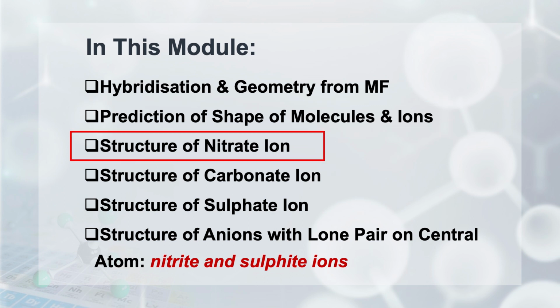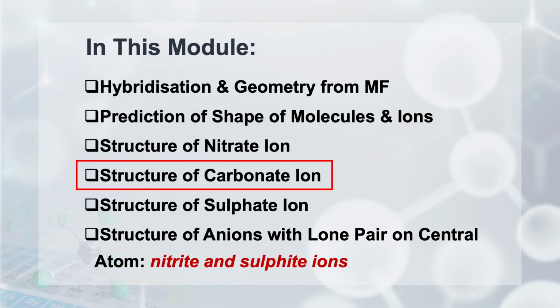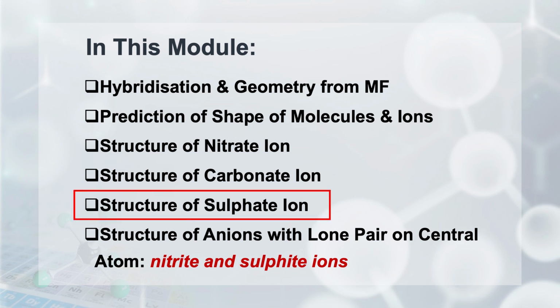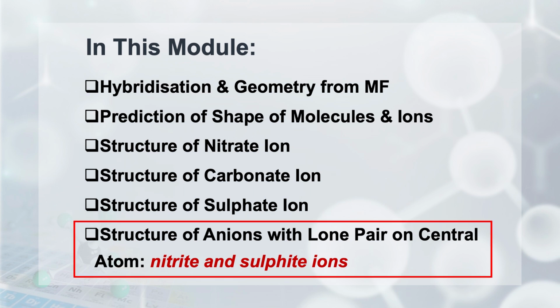of nitrate ion, structure of carbonate ion, structure of sulfate ion, structure of anions with lone pair on central atom, that is, structure of nitrite and sulfite ions.